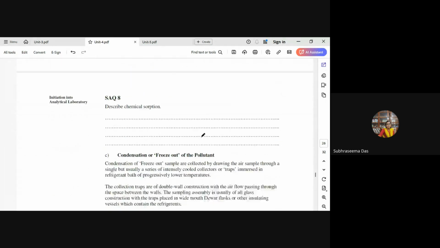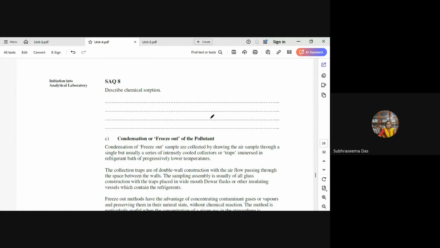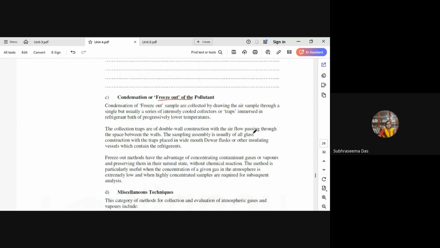Now, coming to condensation or freeze out of the pollutant. This means that the samples are collected by drawing the air sample through a single cooled trap. Mostly they are immersed in a refrigerant bath, or the temperatures of the collecting traps are very low. That is why they are called condensation or freeze out of the pollutant. The collection traps are of double wall construction with the airflow passing through the space between the walls. The sampling assembly is usually of glass construction, mostly dewar flasks or other insulating vessels which contain the refrigerants.